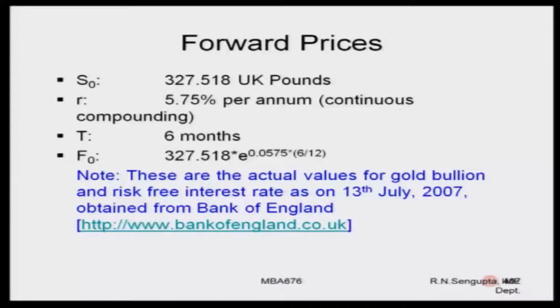Now, consider the Bank of England actual data from 13th July 2007, where the spot price is given as 327.518 UK pounds, and the risk free interest rate is 5.75 percent per annum, continuously compounded. The time frame is 6 months, which is 6 by 12. Your forward price is calculated by this formula, which is S0 into e to the power RT.